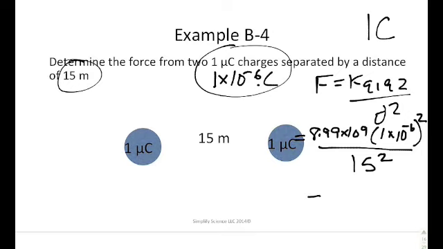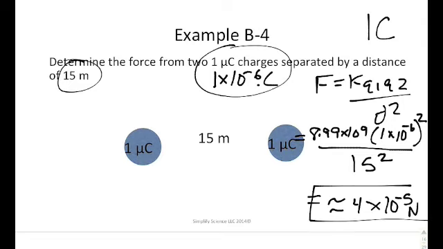You would put this in your calculator, and when you do this, you should get a value of about 4 times 10 to the negative fifth. Actually like 3.9996, but it's about 4 times 10 to the minus fifth newtons.